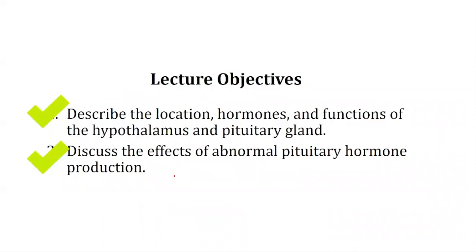All right, so we are now done talking about the location, associated hormones and functions of hypothalamus and pituitary gland, these crucial organs in the body that are involved in the endocrine system. And we've talked about one example of abnormality in the production of a specific hormone in the pituitary gland.